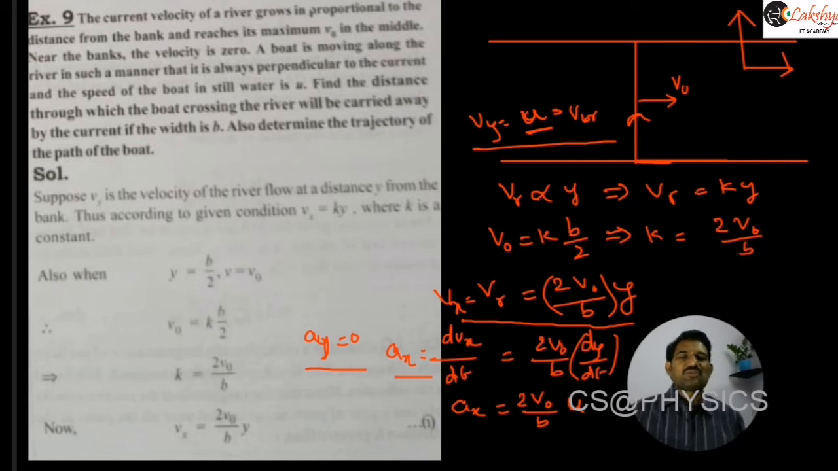So now let us go to the displacements. Displacement along the y-axis: along the y-axis acceleration is 0, so you can write this value as u into t, that means velocity along the y-axis into t. So that means the u value we are substituting.